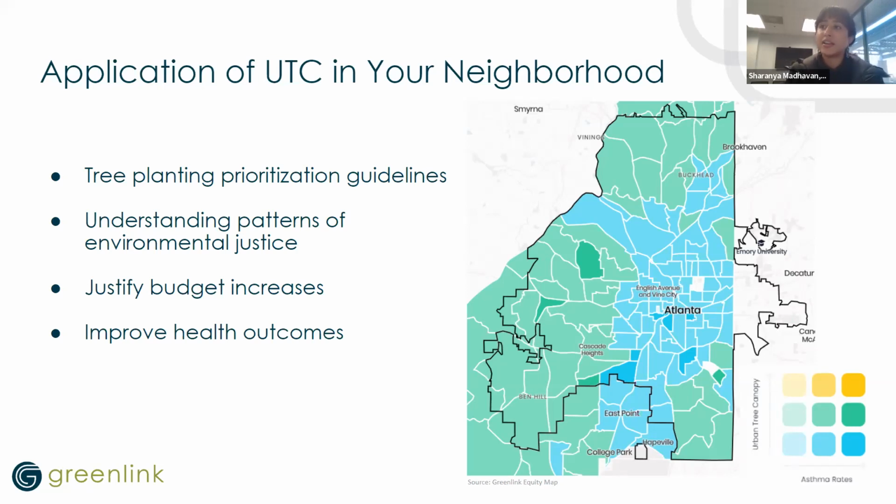So, tree planting prioritization guidelines. It can also be used to identify populations that lack equal opportunities to experience urban green space, as I just mentioned. So we prioritize greening goals based on other social or economic variables, such as heat stress, asthma, or energy burden, and really understand those patterns of systemic environmental justice. It can also help justify budget increases for urban forestry programs and, like I already said, improve health outcomes.